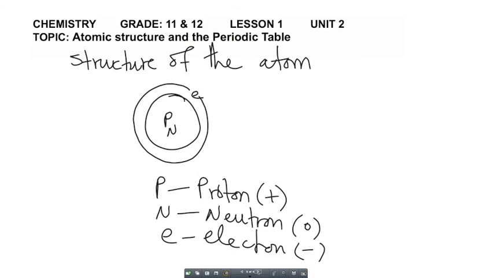whereby lastly we looked at the concept of the composition of the atom. So we basically looked at what makes an atom. And then finally I went on to look at the charges. Proton is having a positive, the neutron 0, and then the electron a negative.